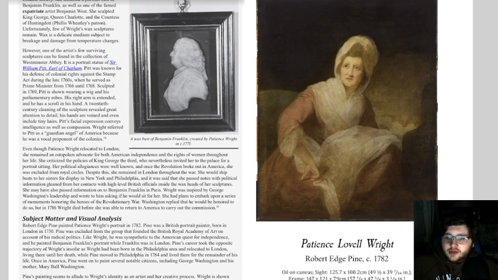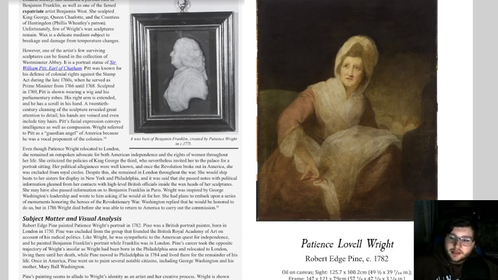Subject matter and visual analysis. Robert Edge Pine painted Patience Wright's portrait in 1782. Pine was a British portrait painter born in London in 1730. Pine was excluded from the group that founded the British Royal Academy of Art on account of his radical politics.